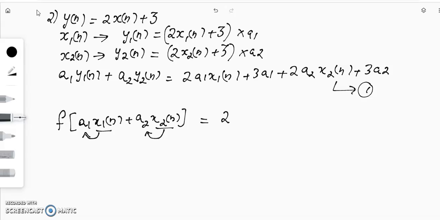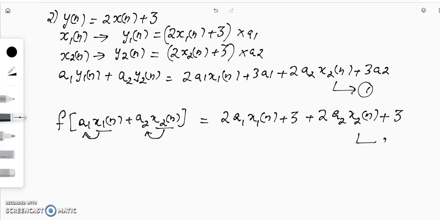2 into, so you are finding x1 there, so you multiply with a1: a1 x1n plus 3. Along with 3 there is no x1, so you don't have to multiply it with a1. So plus, now again 2 into, you are finding x of n to multiply with a2 x2n. Then again plus 3. Since there is no x2n, no need to multiply with a2. So you have got it. You got the result as 2a1 x1n plus 3 plus 2a2 x2n plus 3. Call it equation 2.